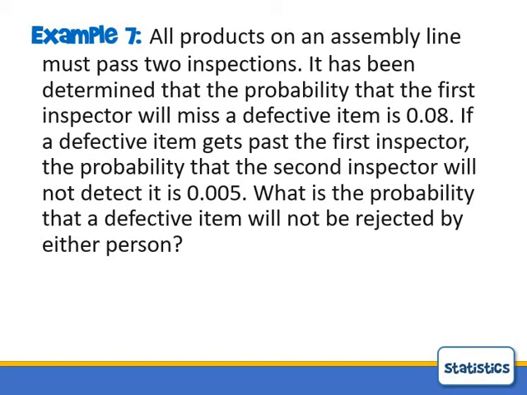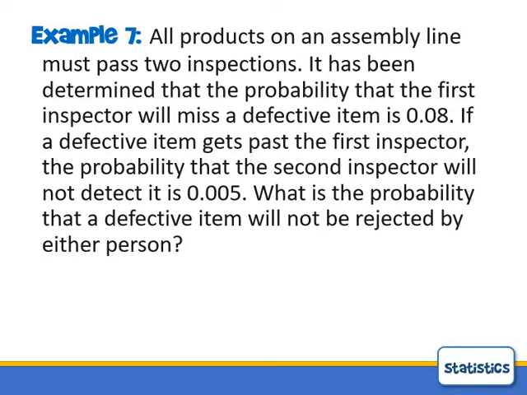Example 7 here turns out to be extremely easy. All we have to do is multiply the two numbers together to find the answer, but of course we've got to read the problem and see that that is the correct application of this multiplication formula for the probability of A and B that we've been talking about. So this shows you an application of using it.